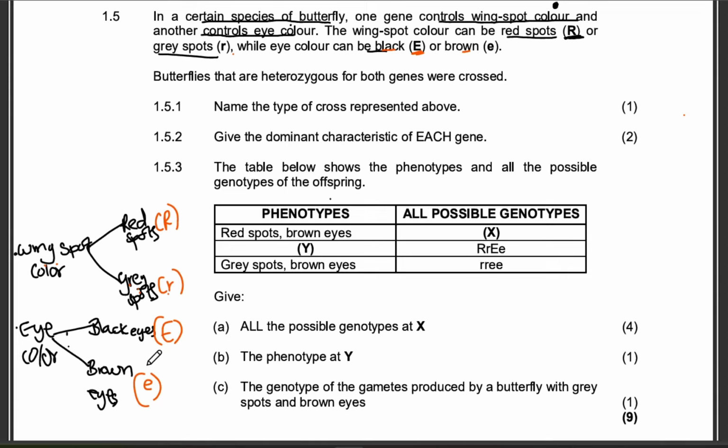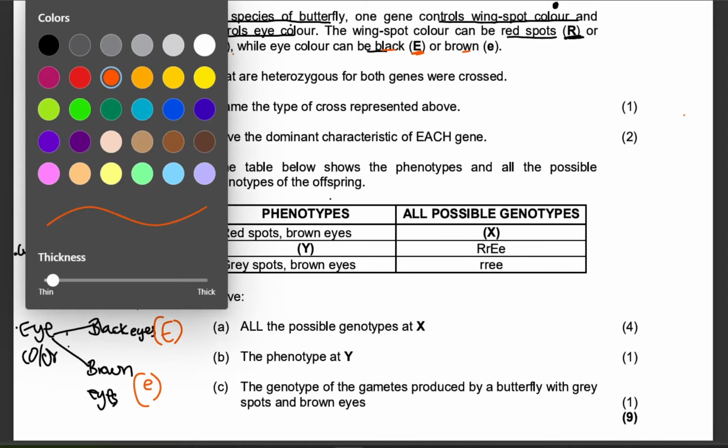Now let's look at the questions. Oh, before we even look at the questions, I need to break this down further. All right. So before you look at the questions, let's do this also. Let's add this. I do the same for the monohybrid crosses.